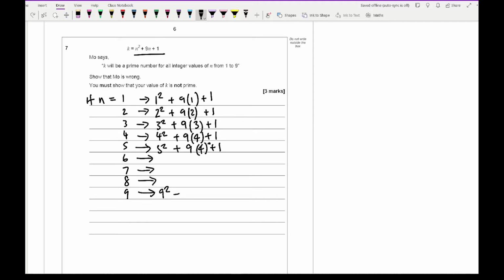Last one's going to be 9 squared plus 9 lots of 9 plus 1. And if I work that all out, what I should get is 11, 23, 37, 53, 71, 91, 113, 137, and 163. Now what I'll do is just check to make sure that each of these is prime. So here 11 is prime, 23 is prime, 37 is prime, 53 is prime, 71 is prime, 91 isn't.